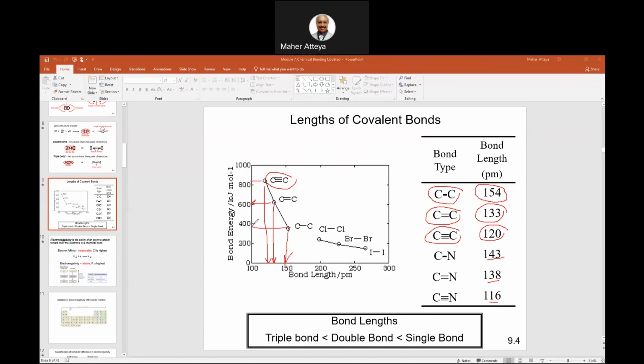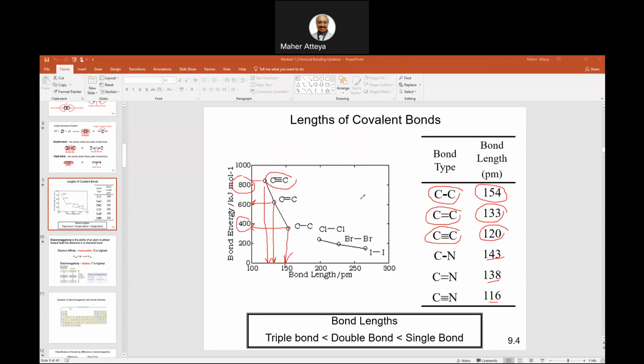So the amount of energy needed to break those bonds depends on the degree and the type of the bond itself. The triple bond, you need a lot of energy, over 1000 kilojoules per mole. And single bond, you need less than 400 kilojoules. So almost double the amount of energy you need to break and form the bond.